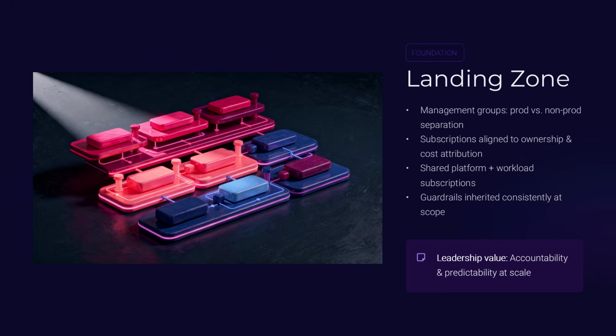The leadership value is accountability and predictability. The architectural value is consistent inheritance of policies, stable boundaries for access control, and a scalable structure that does not collapse as more teams and workloads arrive.